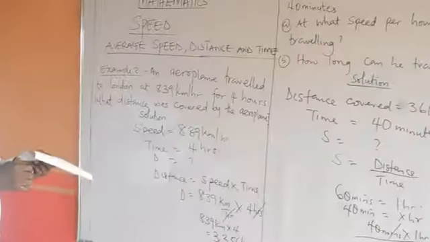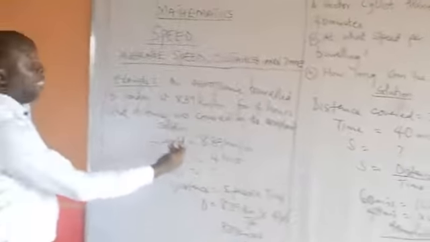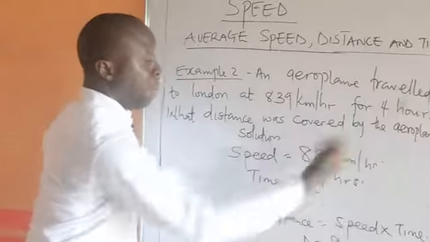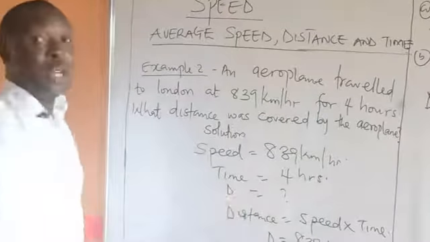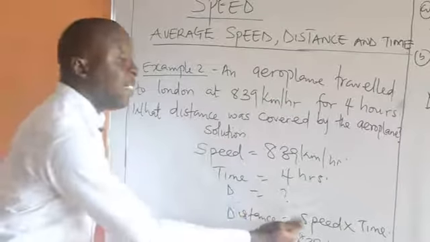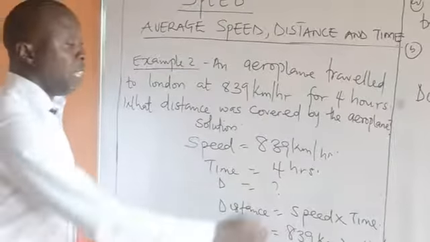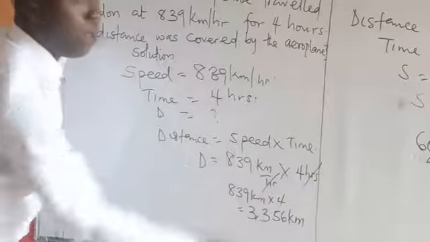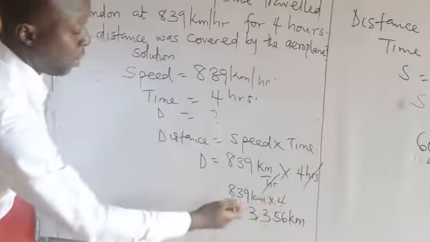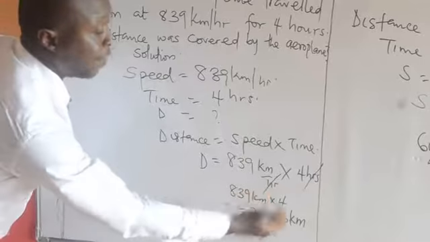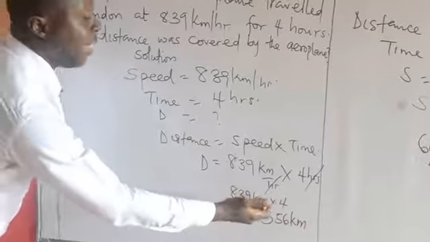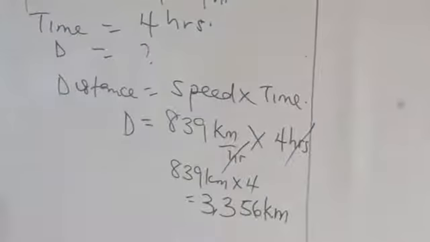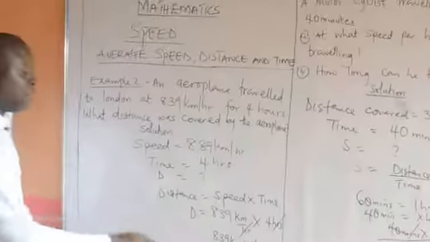Let me go through the solving again. The speed given in this particular question is 839 km per hour, and the time is 4 hours. We are asked to calculate the distance. We go back to our formula. Distance is equal to speed times time. Then we substitute our value for speed: 839 km per hour multiplied by 4 hours. The hours will cancel out. We are left with 839 km times 4. If you multiply 839 km by 4, you end up getting 3,356 km. That means this aeroplane has covered a distance of 3,356 km.